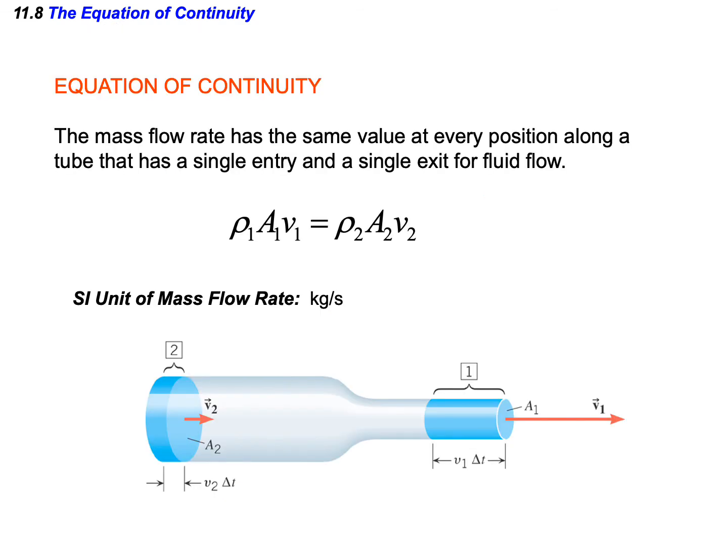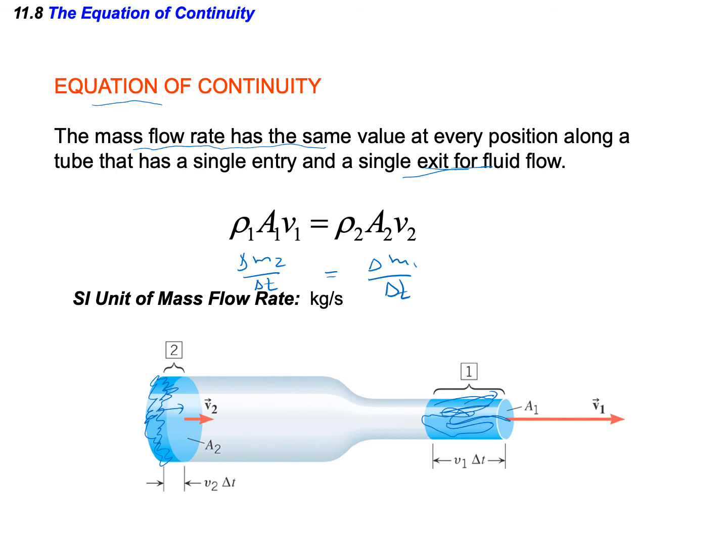So the equation of continuity: the mass flow rate has the same value, delta m2 over delta t is the same as delta m1 over delta t. So all the water molecules or fluid molecules in this area 2 need to cross this area 1 during a given time, so that all the fluid molecules pass from area 2 to area 1. Every position along the tube has a single entry and single exit for fluid flow. If these two are equal, then rho 1 A1 v1 is equal to rho 2 A2 v2.